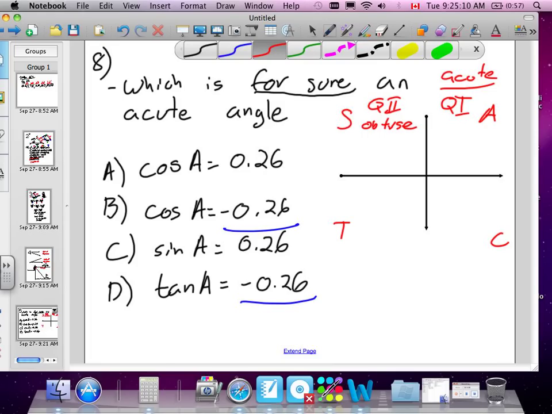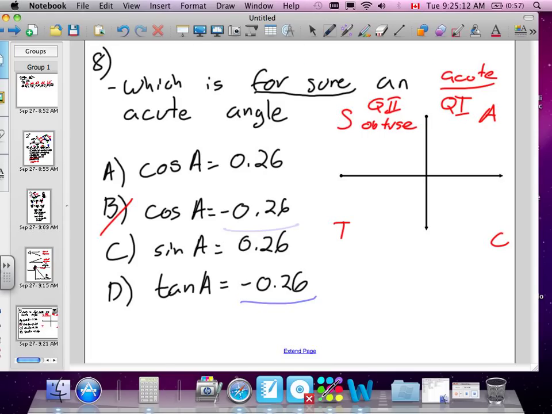So right away, I know this can't be B or D, because if tangent or cosine are negative, they're not in quadrant 1, because all ratios are positive in quadrant 1.